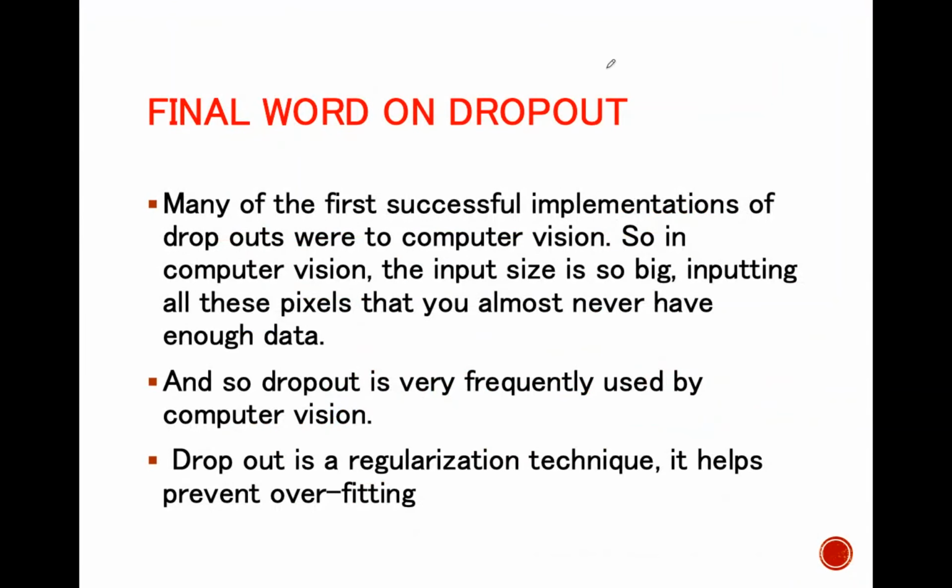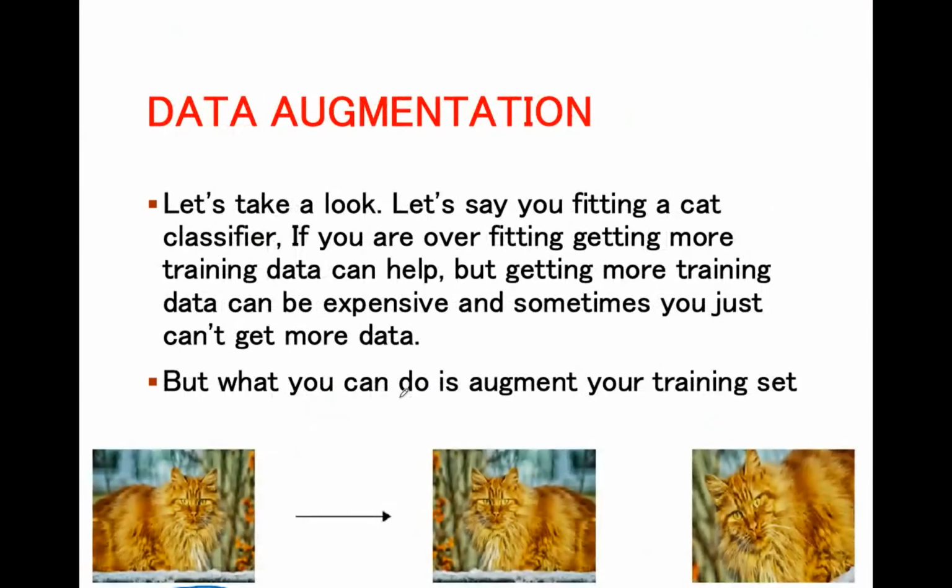Many of the first successful implementations of dropout were in computer vision, where the input size is big, and the input pixels will never be enough data, so it overfits. Dropout is frequently used for computer vision. Dropout is a regularizing technique. It prevents overfitting. Why do we use dropout? We use dropout for overfitting.